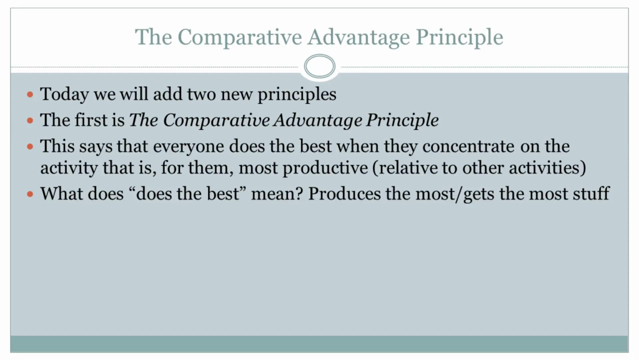And what the comparative advantage principle says is that we're going to do the best, meaning we're going to most effectively and efficiently use the resources that we have, if the way that we allocate those tasks is to make sure that everyone concentrates on the activity which is for them the most productive relative to the other activities. Again, this one is fairly common sense to start out with, but there's a lot more to it. And a lot of it's hiding in that little phrase right there, relative to other activities.